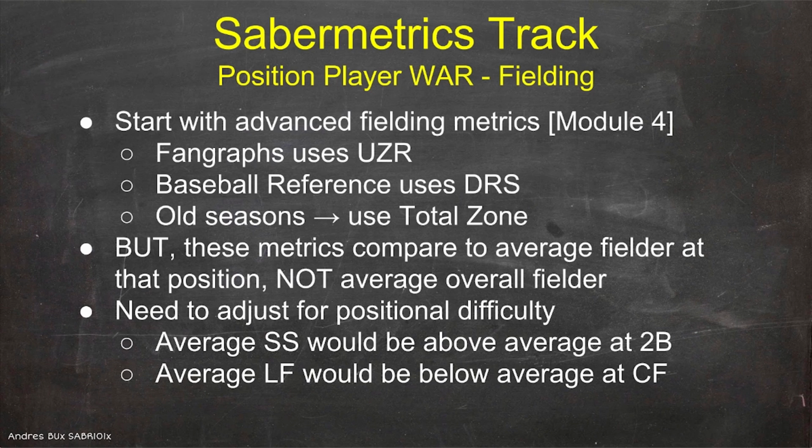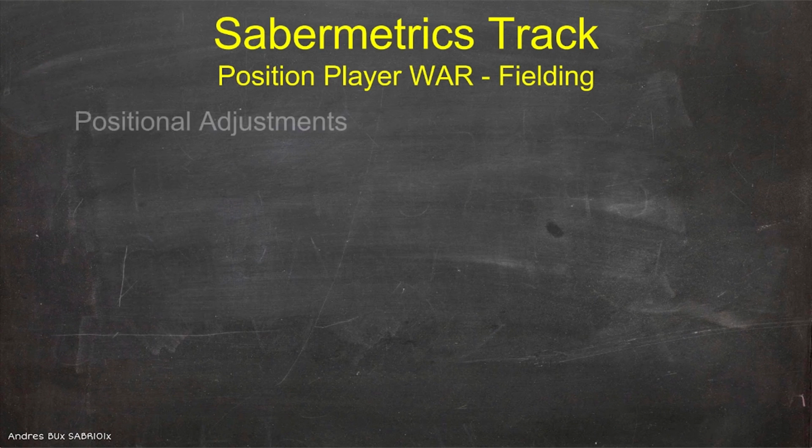Same thing in the outfield. If you took the average left fielder in Major League Baseball, the average defensive left fielder, and you moved them to center field, they'd all of a sudden be below average, because the fielding skills of the center fielder on average are higher than the fielding skills of the left fielder. So this positional difficulty is sort of described by the movement of players to different positions. And we can actually study that.